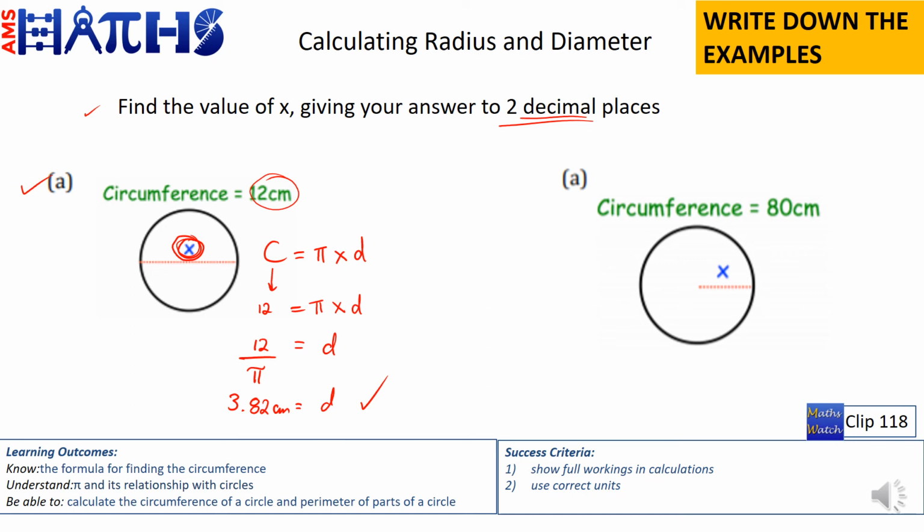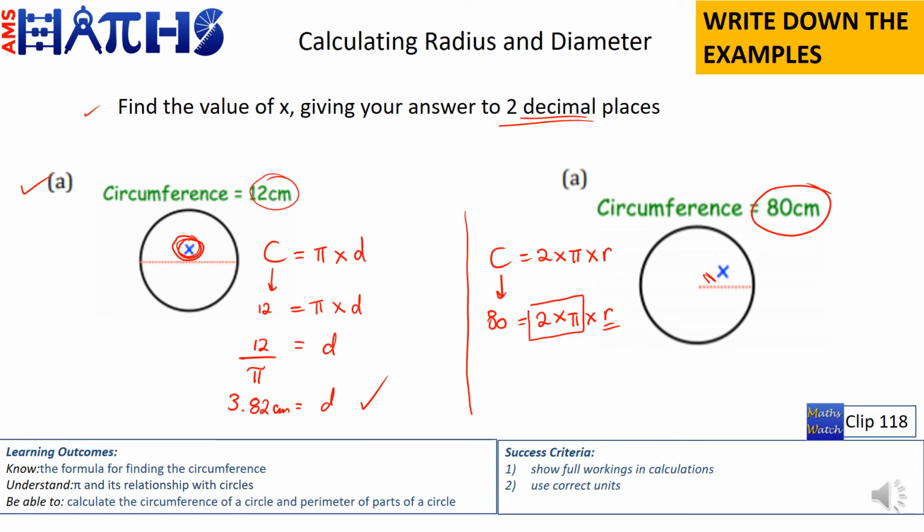We have the circumference is given, it's 80, and they ask us to find x, and x is the radius, so we're going to use a formula that has the radius. So circumference is equal to 2 times pi times the radius. Okay, and they said that the circumference is 80. Then we write back 2 times pi times radius. So we need to find out what the radius is. That's our x. So the radius is multiplied by 2 times pi.